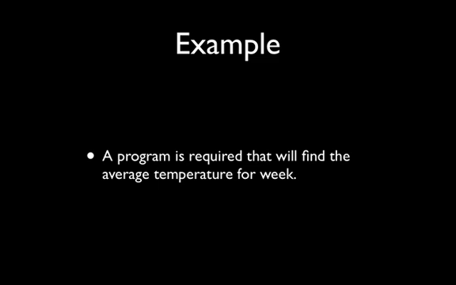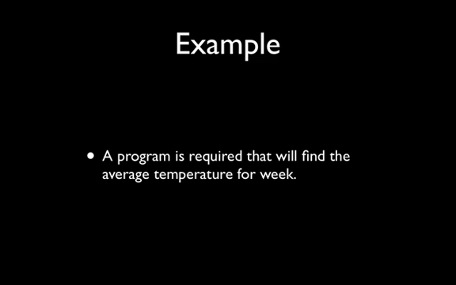The example we've got here is a program that is required to find the average temperature for a week. A week is 7 days, so we're looking at 7 temperatures. The processing would be adding all of those temperatures together and then dividing by 7. One way to solve this problem is to have 7 different variables called day 1, day 2, day 3, day 4, day 5. As I said before, that gets a little bit complex and may be very difficult if someone else was to look at your code.